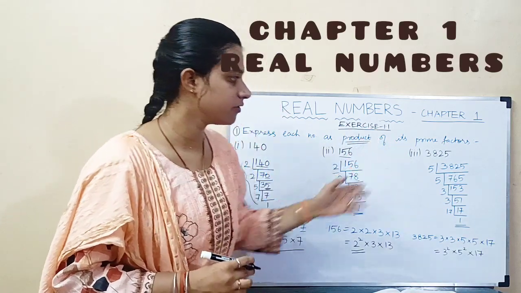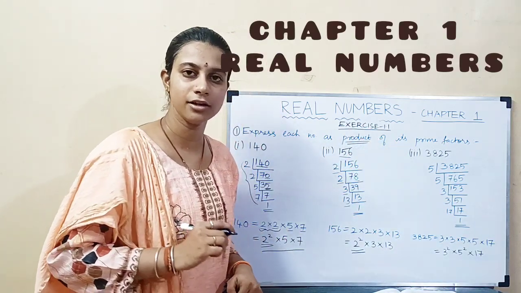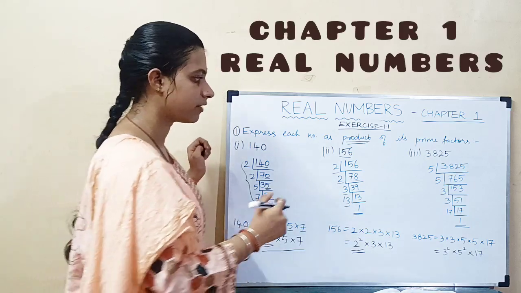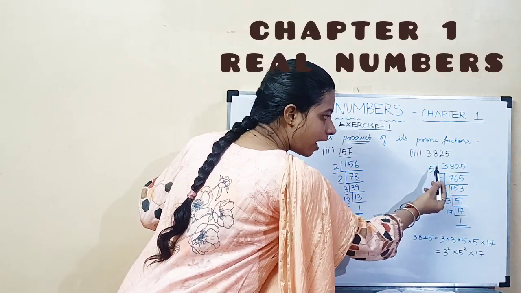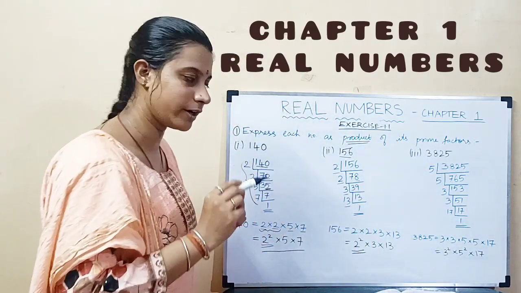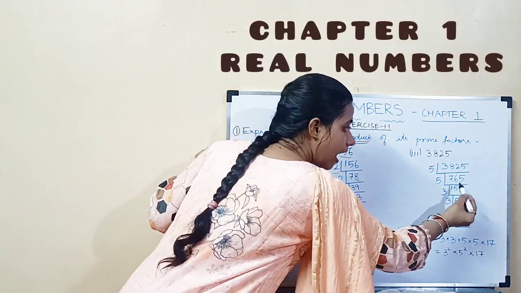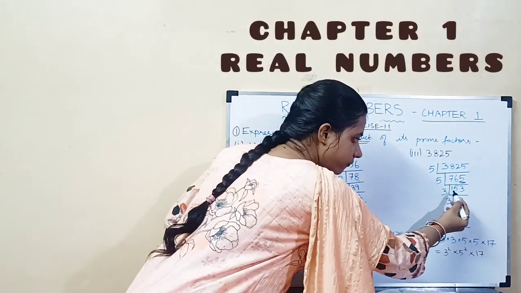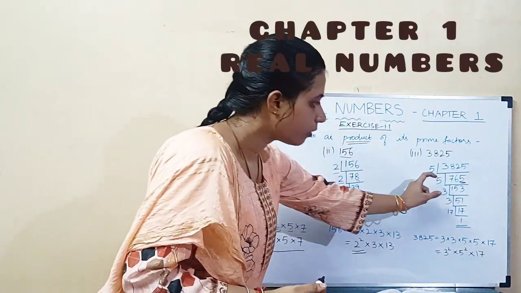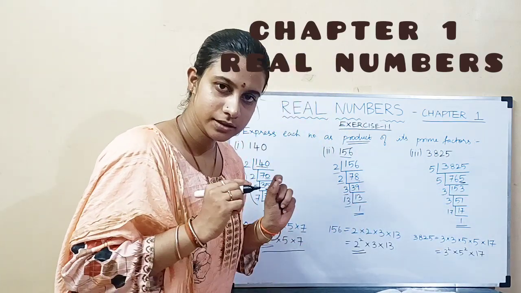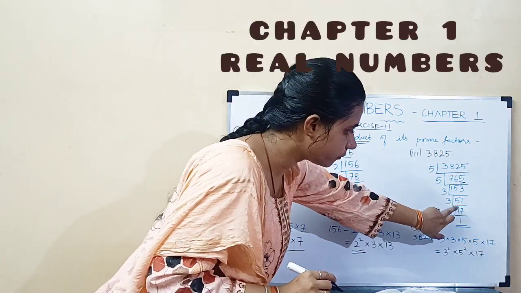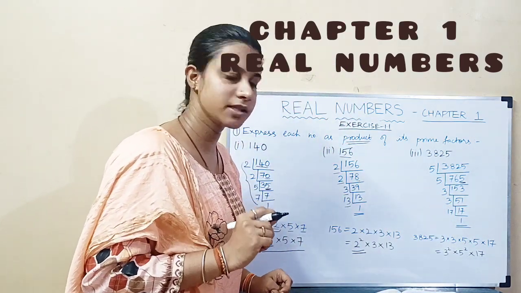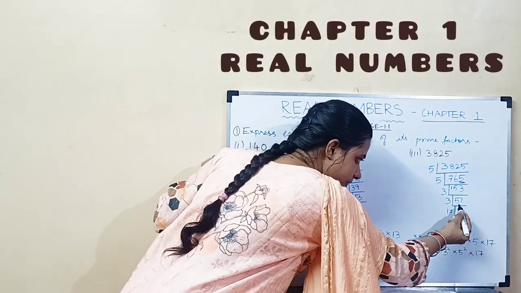Now coming to the third subdivision, the number given is 3825. It is a 5 ending number, so obviously it will be divisible by 5. So we use 5 and we divide 3825 by 5. We get 765. Again this is a 5 ending number, so we divide it by 5 and we get 153. Now 153 is divisible by 3. So we take 3 into 51, which is 153, and again 51 is divisible by 3. So 3 into 17 would be 51.